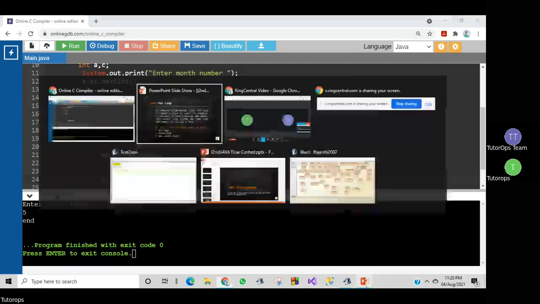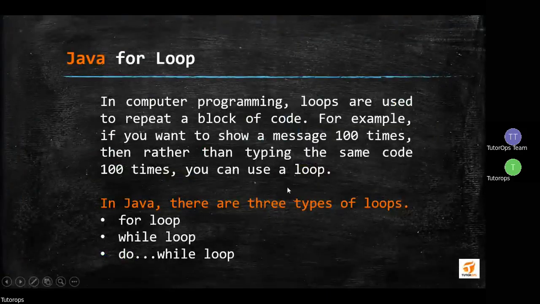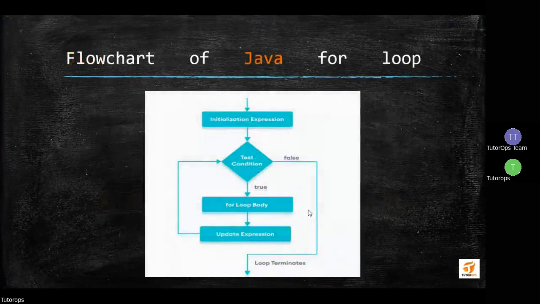Let's go to the slide. For loop, while loop, do while loop. This is the condition, initialize expression, and true condition for loop body, and update expression. Then loop will terminate. If this condition is not satisfied, then it will exit from this loop, terminate from this loop.